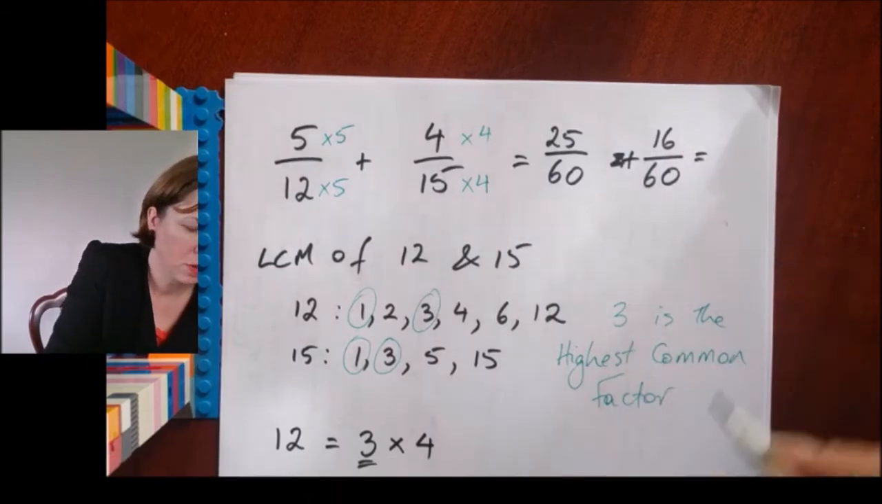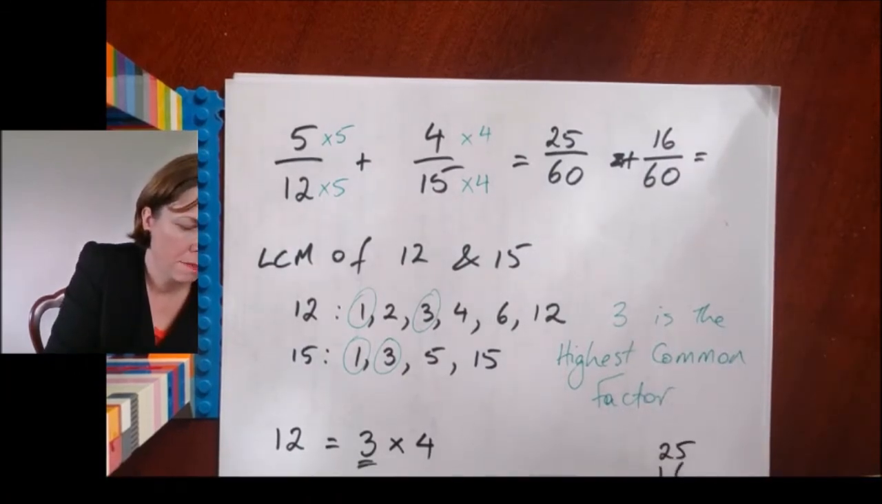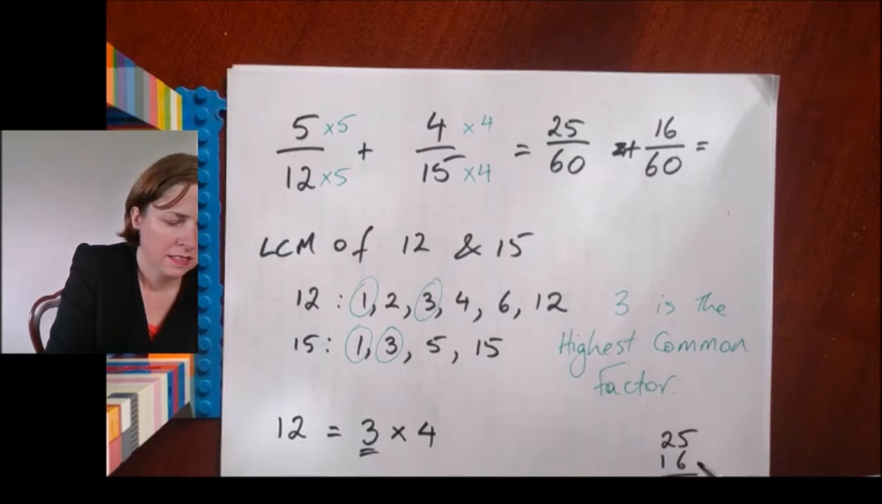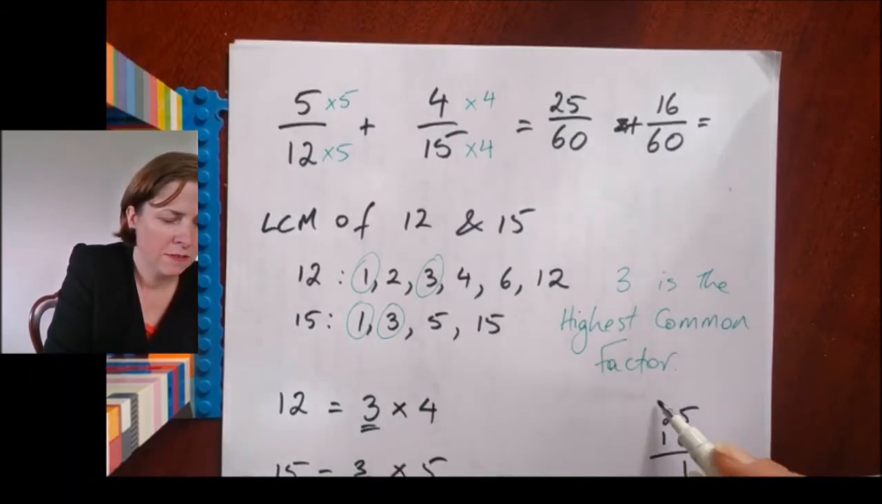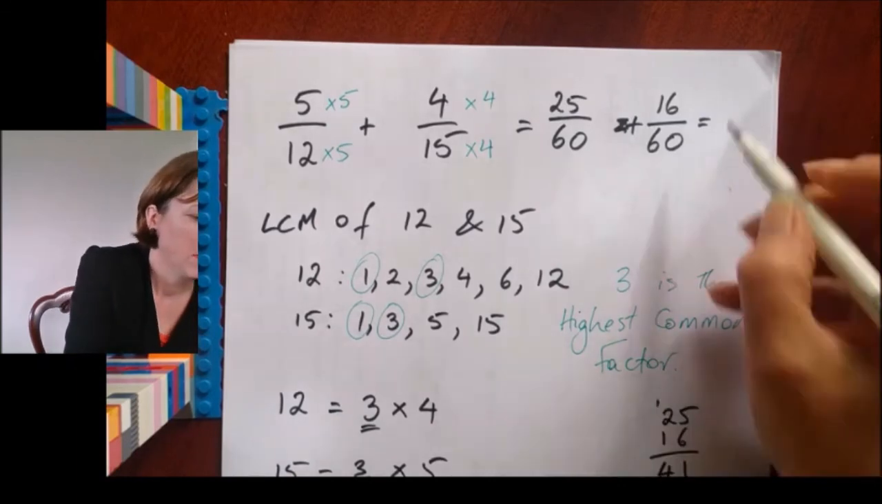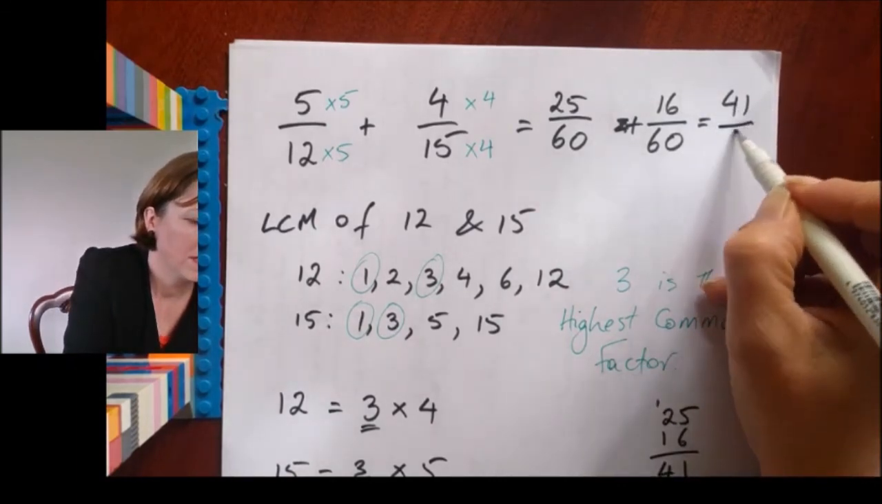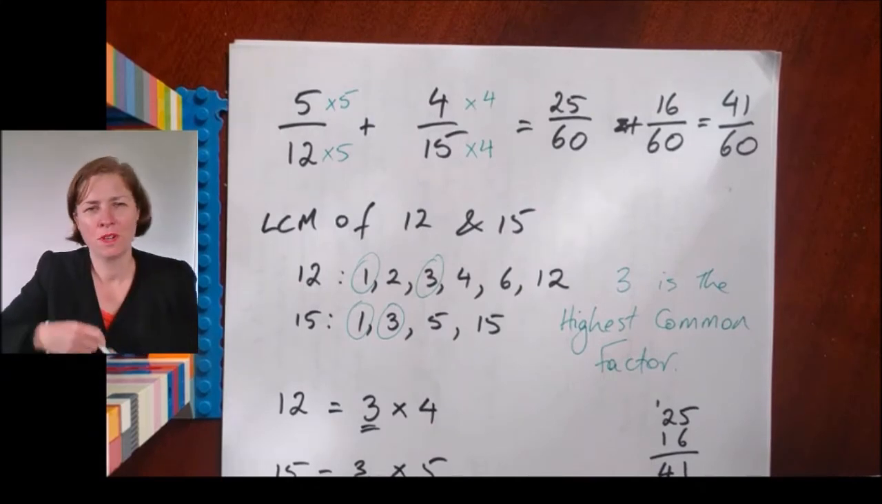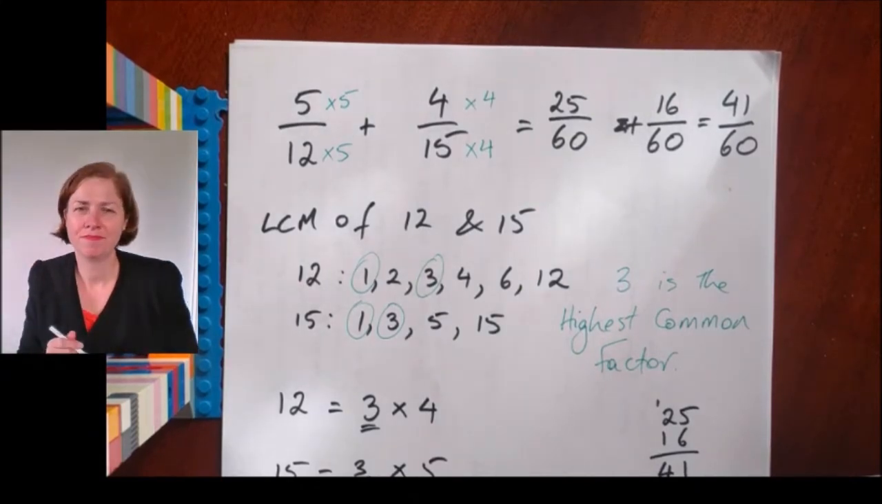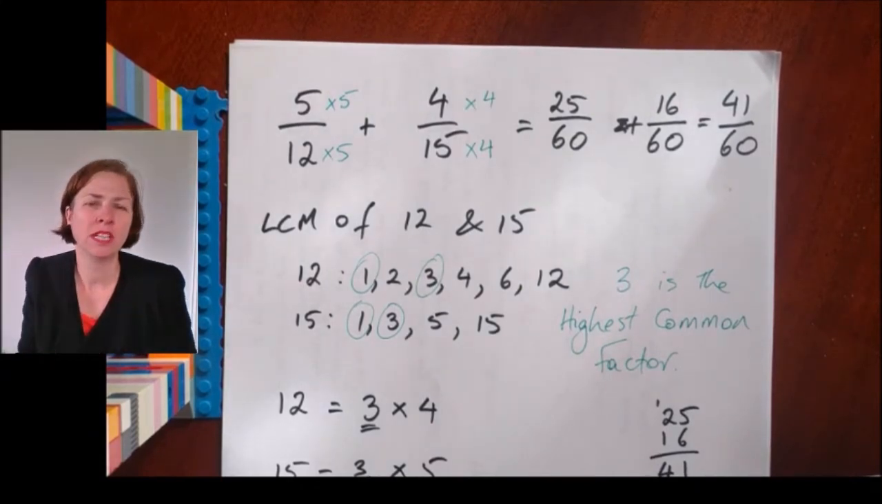Let's just quickly do it down here. 25 plus 16. 6 plus 5 gives me 11. 2 plus 1 gives me 3, plus 1 gives me 4. 41 over 60. Whew. I'm done. Now that seems like a lot of work, but the more of these you do, the easier they'll get as you get better practice with them.